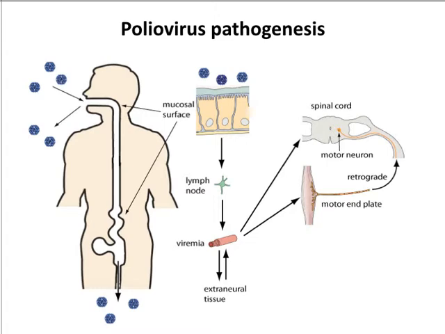We think that from the blood, the virus gets into the muscle. It enters the neuromuscular junction, the nerve ending, and it's taken by retrograde axonal transport to the motor neuron in the spinal cord. And there the virus replicates, destroys the motor neuron, and if it destroys enough neurons in the cord, you get the paralysis that's associated with 1% of infections.